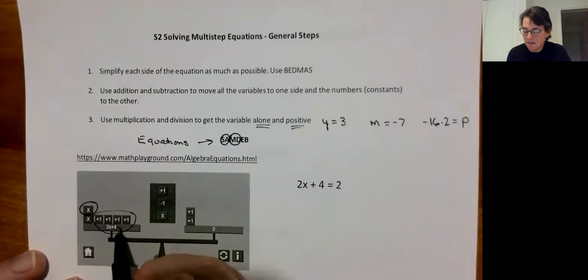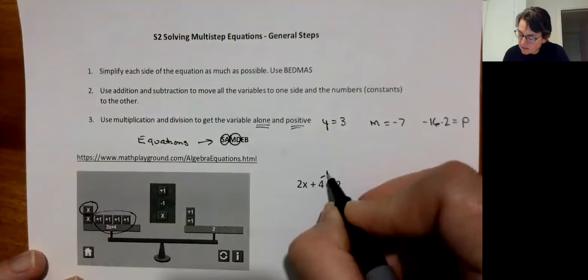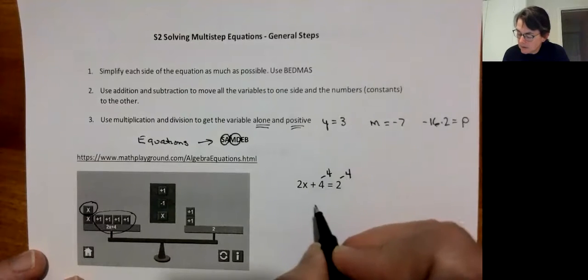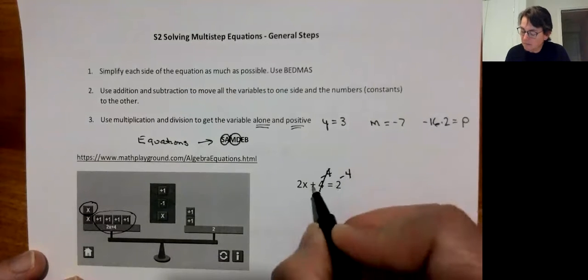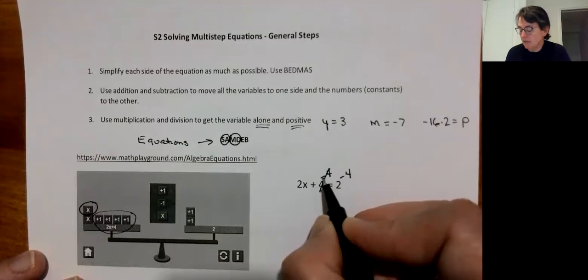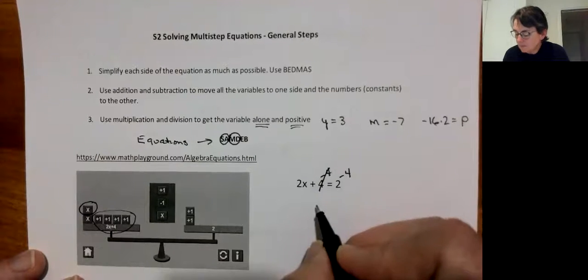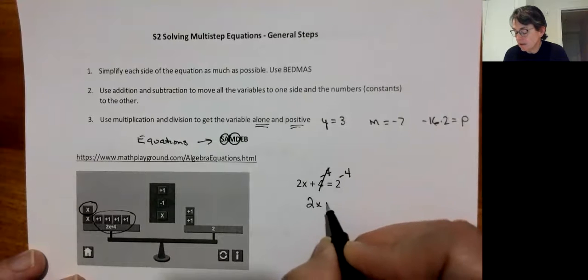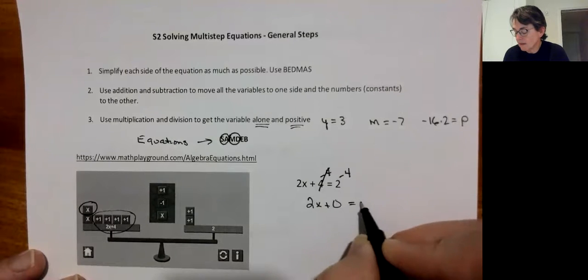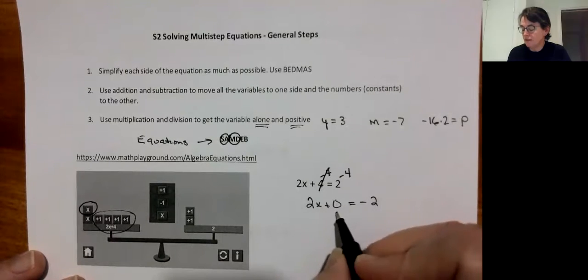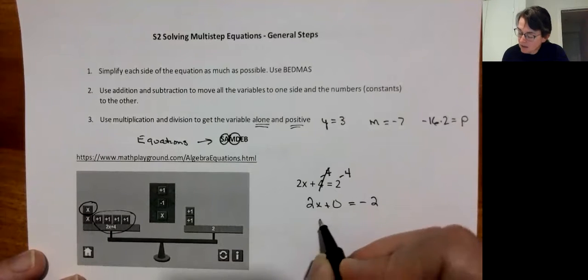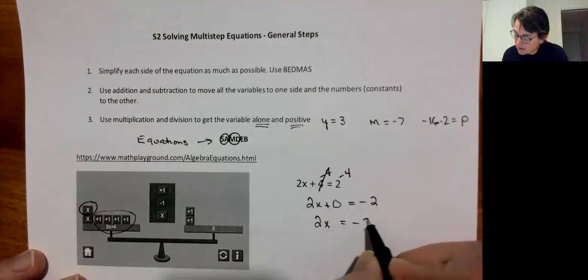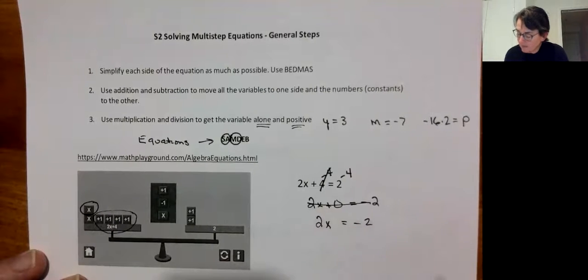And to do that, the opposite of +4 is -4. So this disappears because it's +4. When you put it with -4, that goes to 0. So technically, you've got 2x plus 0 is equal to -2. But it's a waste of time to write that. So really, you just go 2x is equal to -2. I'm going to cross this line out.